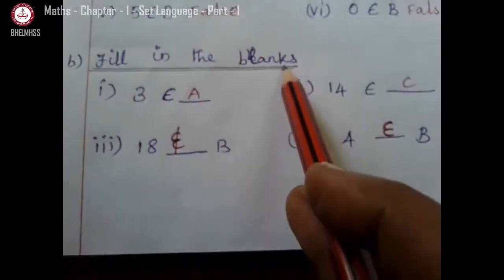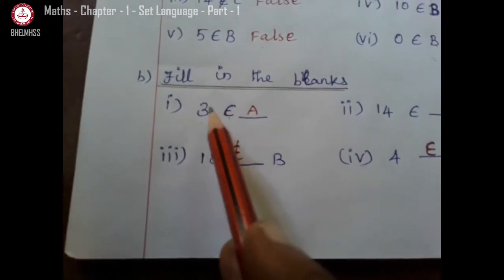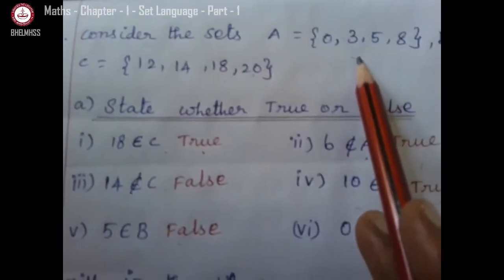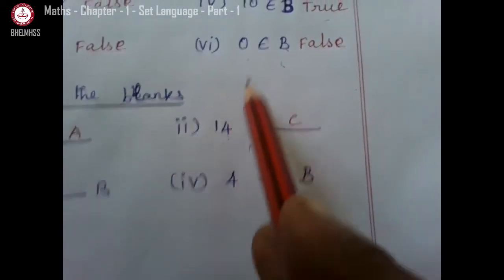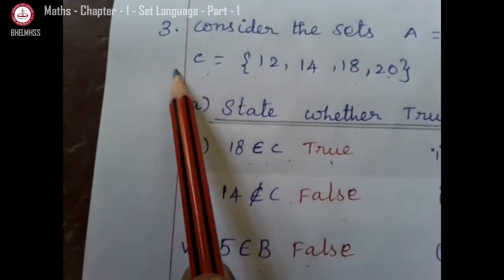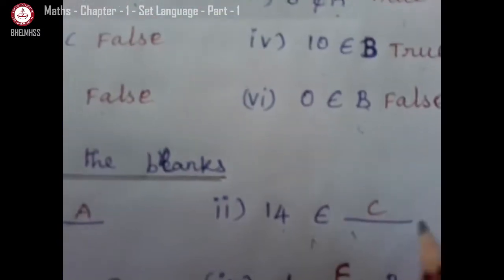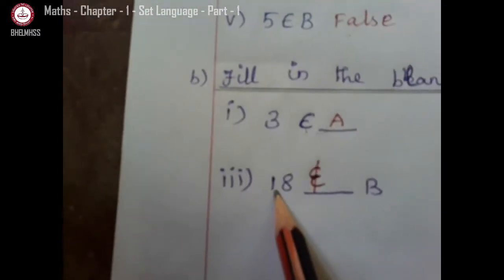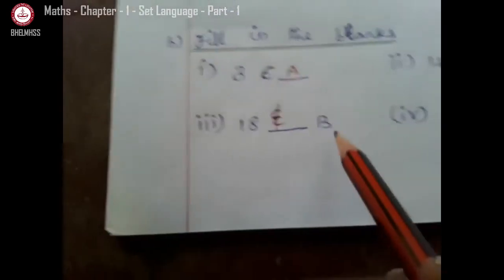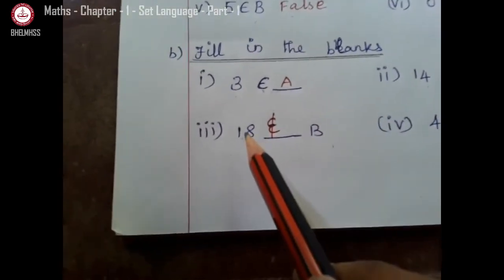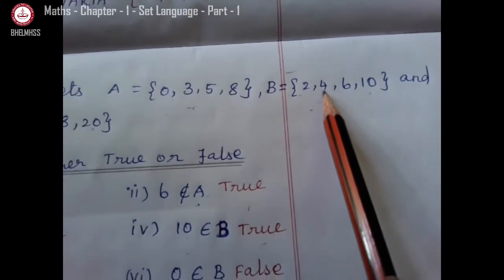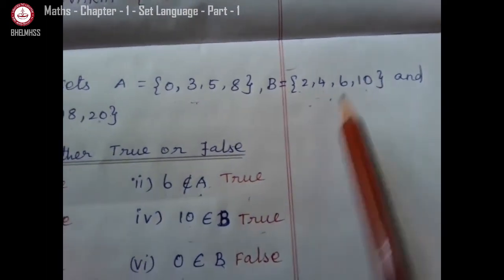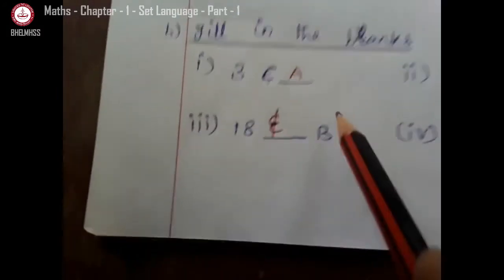Fill in the blanks. 3 belongs to dash. The number 3 belongs to the A set, so you write A. 14 belongs to dash. 14 comes in the set C, so you write C here. Next, 18 dash B. Does 18 come in B or not? Check it. The B set is 2, 4, 6, 10. 18 is not there, so 18 does not belong to B.